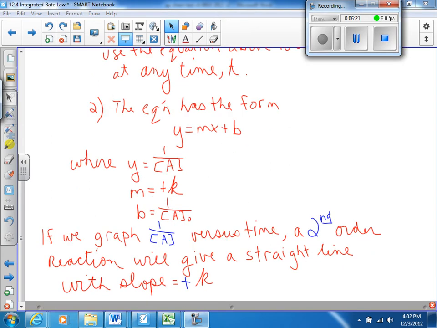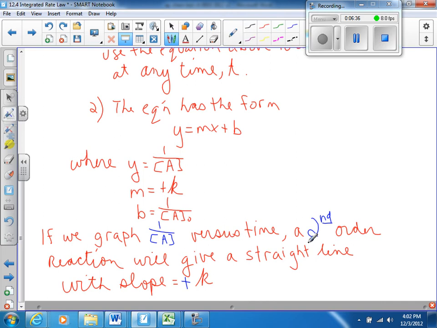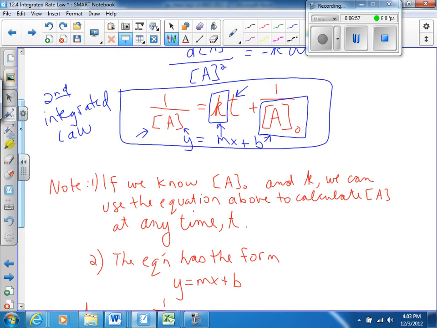All right, and now we can again use graphical methods. And notice in each of these explanations I've written in blue what we're going to graph versus time and the order, because I want you to see the differences between the different 0, first, and second order rates. So second order, we plot 1 over A versus time, and if we get a straight line, that means the reaction is second order, and the slope will be positive k this time.